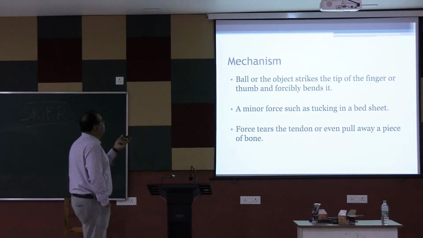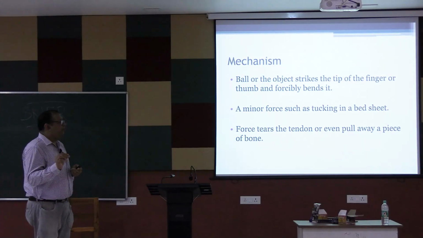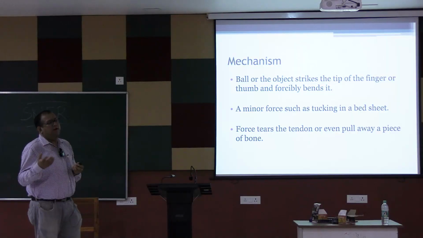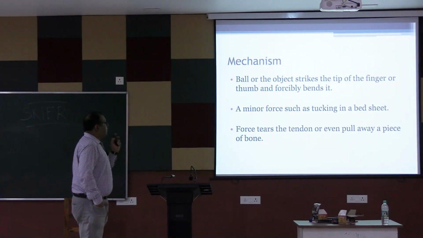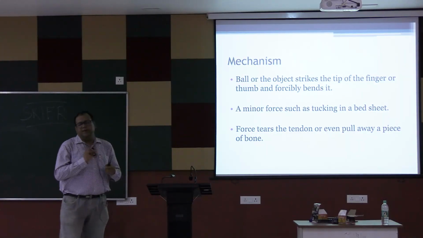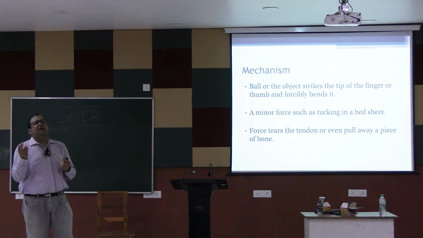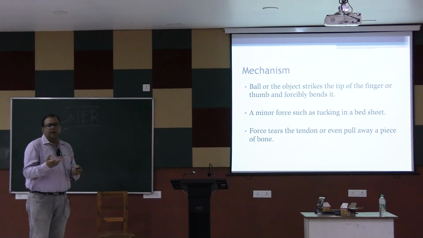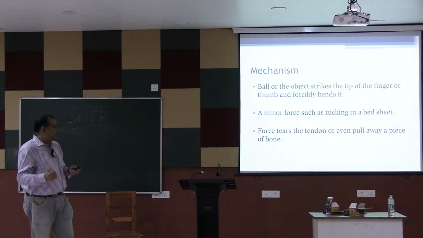So basically the mechanism of injury is the same. A ball strikes it, that is the most common mode of injury. If the cricket ball or a baseball has struck that part forcibly, it causes that injury. Mostly we find this injury in cricket players. They come to us and they say that we cannot extend our finger. So then we ask, how did that occur? And the patient says that I was playing cricket and the ball hit that part.